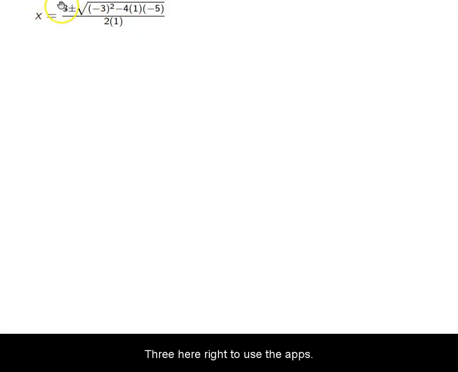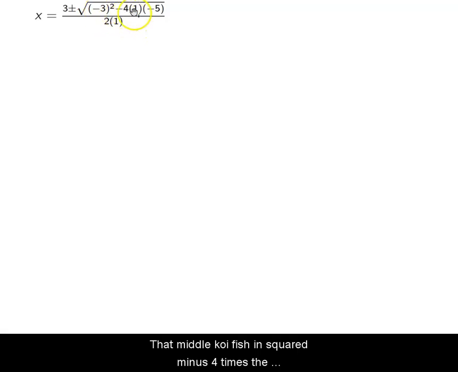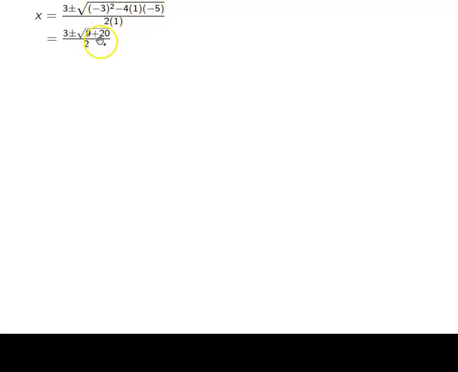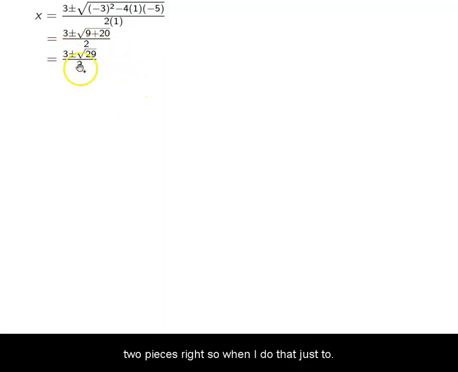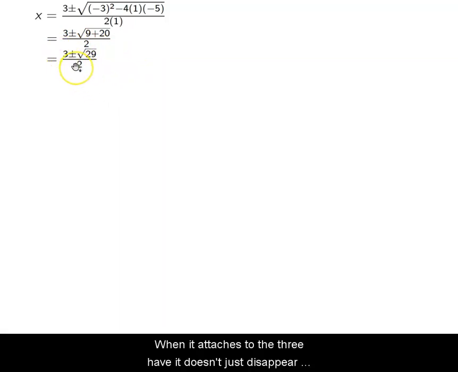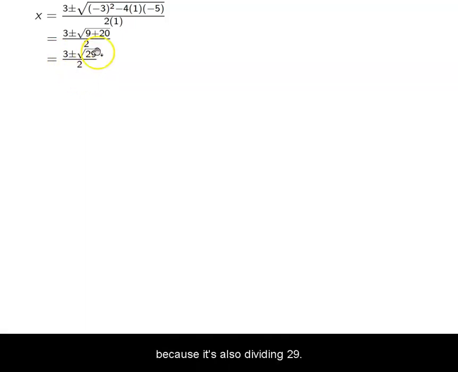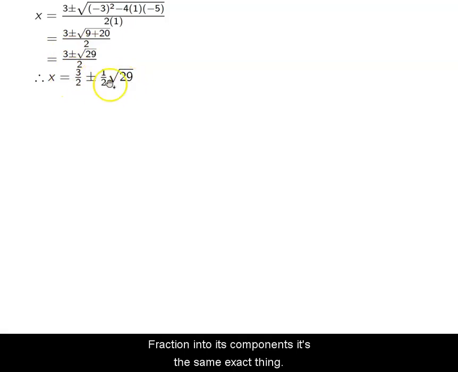3 here, right? Because you use the opposite value of the middle term, the middle coefficient. 2 times the lead coefficient. That middle coefficient squared minus 4 times the lead times the constant. So this is going to give me 9 plus 20, or 29. All right. I get it in 2 parts. Okay. And then I can take this thing and I can separate it into its 2 pieces. Right. So when I do that, this 2, when it attaches to the 3/2, it doesn't just disappear because it's also dividing 29 in half. Right. So when I separate this from a single fraction into its components, it's the same exact answer.